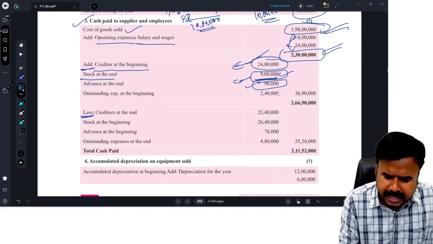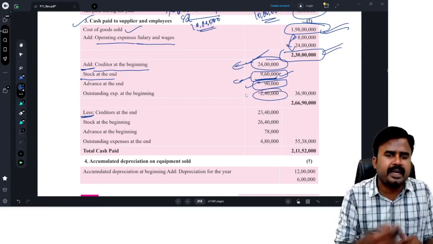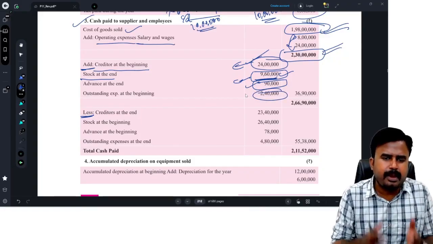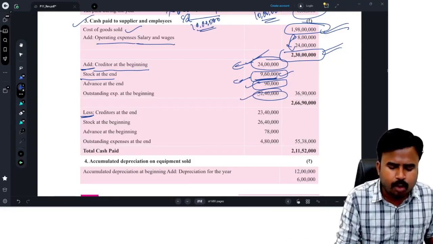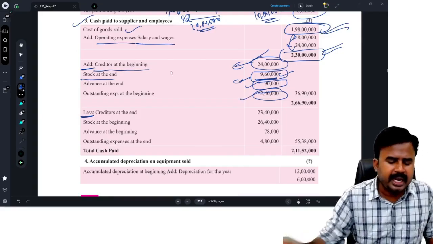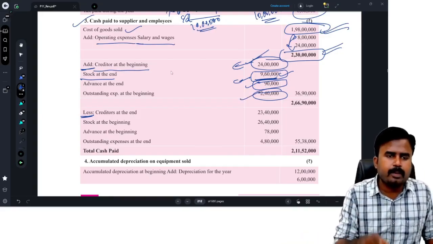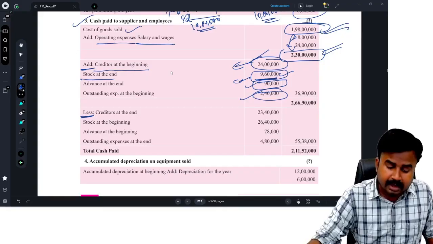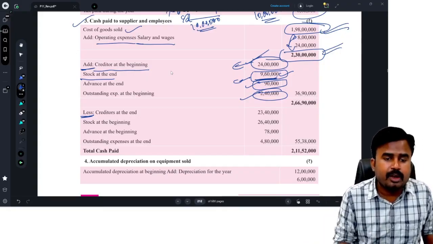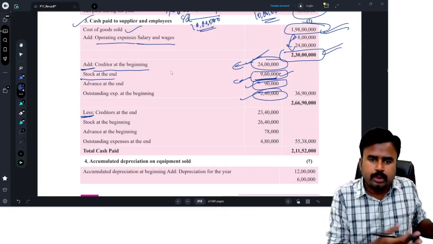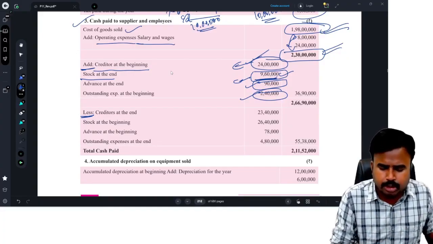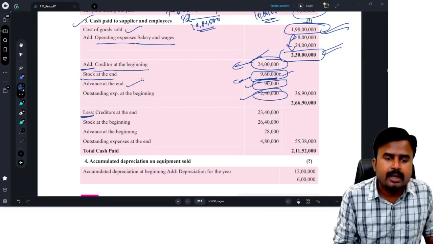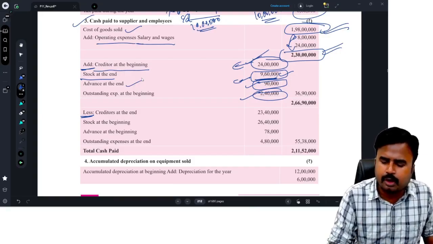Outstanding expenses at the beginning should be added. Just like opening creditors, opening outstanding expenses must be paid in the current year. So should be added. So these are the reasons why we are adding all these transactions. Again, I'm repeating, creditors at the beginning should be added because I'm going to make payment for this in this year. Stock at the end should be added. Why? Because such closing stock is also one of the purchases. For that I should have made payment, so that should be added. And advances at the end, for that also I already made payment, so that is also one of the cash outflows which is not included in 230 lakhs.